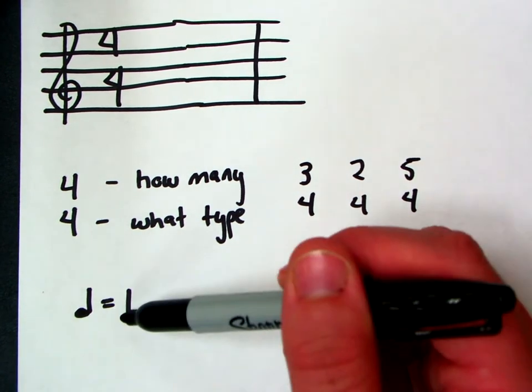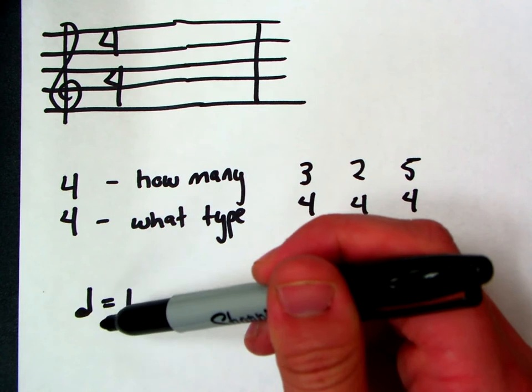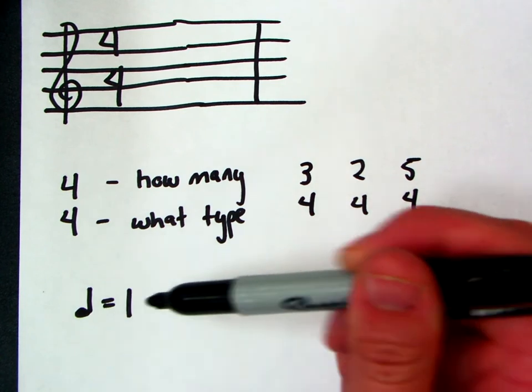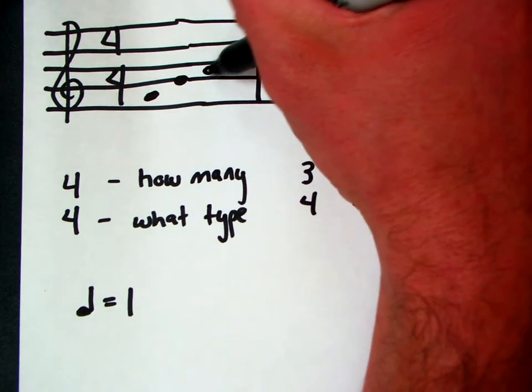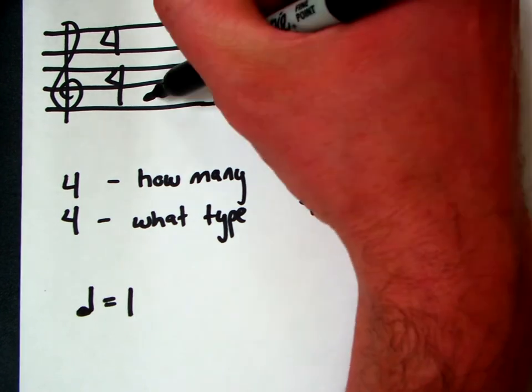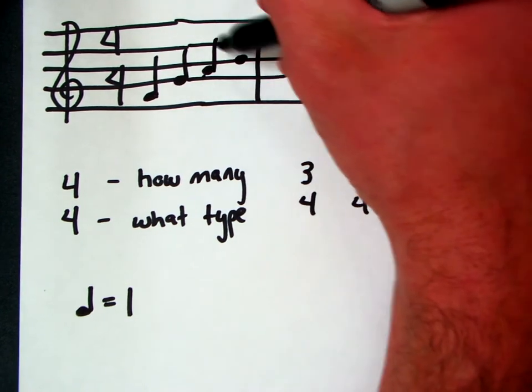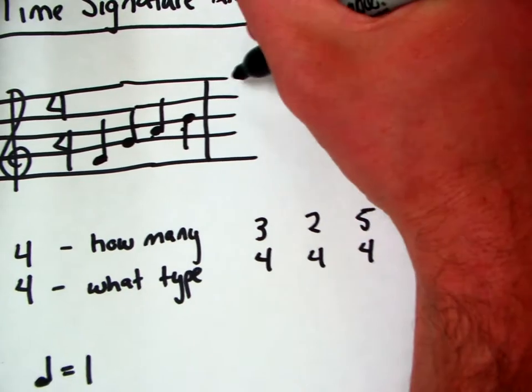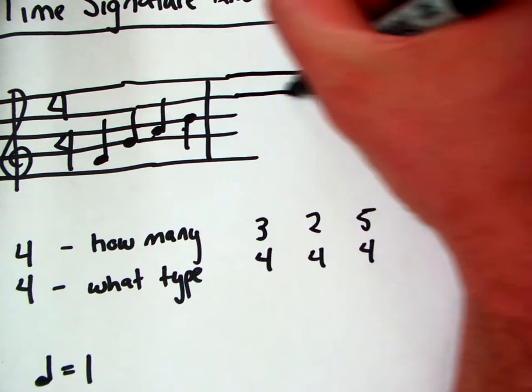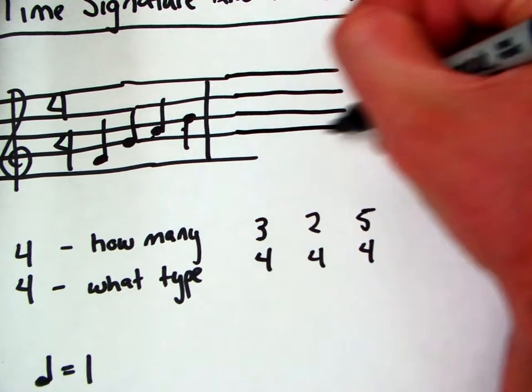So if we know that this equals 1, in 4/4 that would say that we can have 4 quarter notes in a measure, right? So quarter notes, quarter notes, quarter notes, quarter note, and then we have to add the stems, right? So we can have 4 quarter notes in a measure. That also means we can have anything that adds up to 4 quarter notes in a measure.